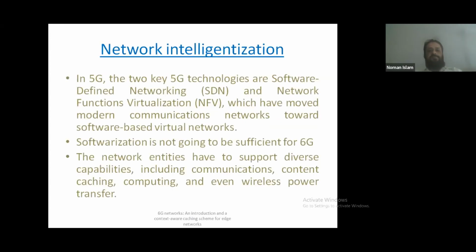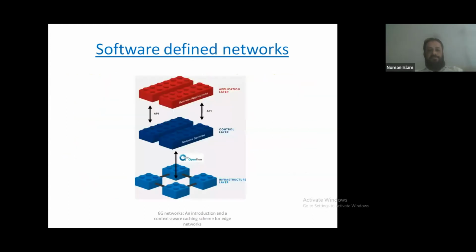So the role of AI, what is the role of AI here? In the earlier generations, that is 5G, we have the concept of SDN and network function virtualization. But this softwareization is not going to be sufficient for 6G. We need something smart, something based on artificial intelligence. So the concept that has emerged is intelligentization, that will use communication, caching, and even wireless power transfer.